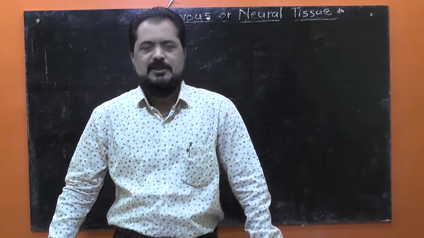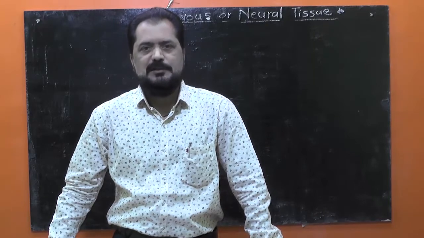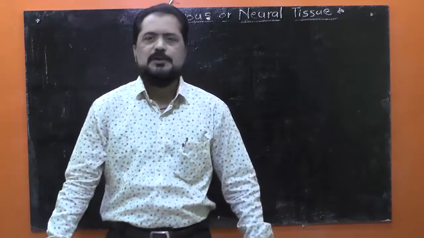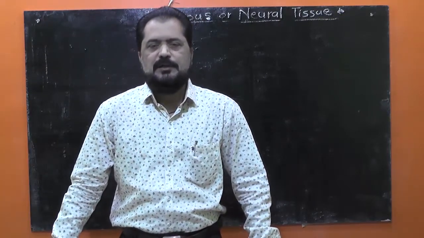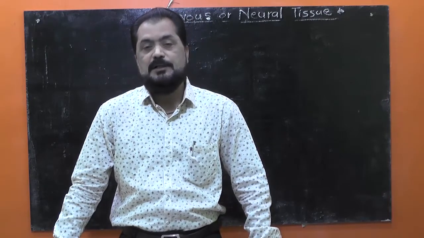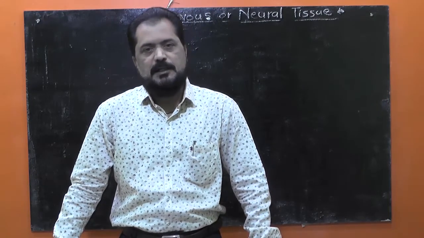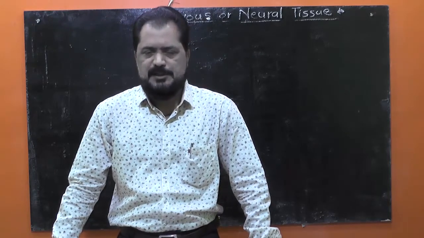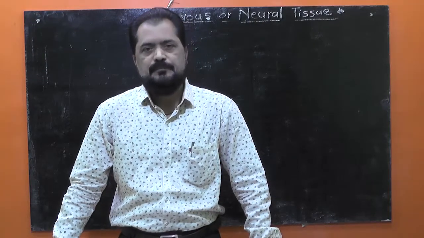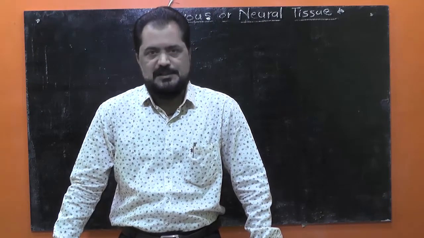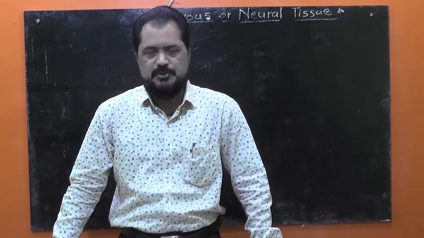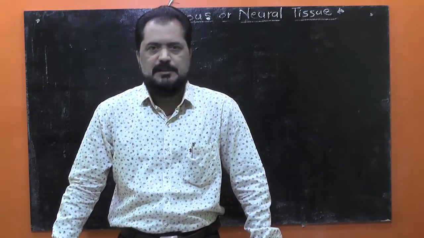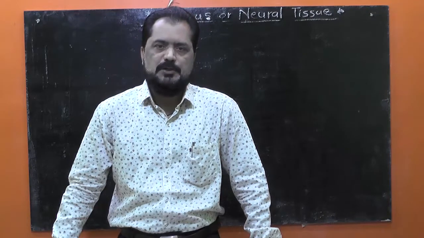Dear friends, in our today's lecture, we are going to learn a little bit about the topic nervous tissue or neural tissue. Friends, in your 11th class, you have already studied that in animals 4 different types of tissues are present, such as epithelial tissue, connective tissue, muscular tissue and nervous tissue. Now here once again we have to learn a little bit about the nervous tissue or neural tissue.